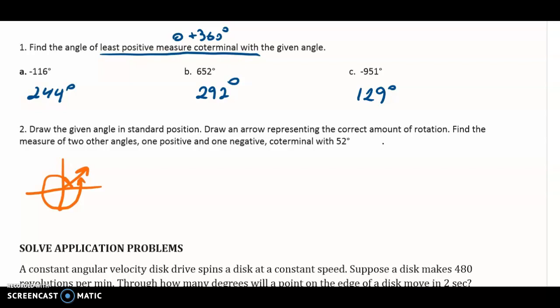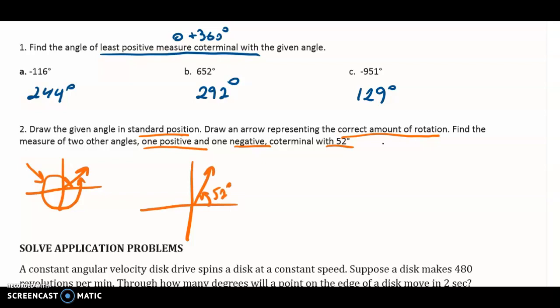Draw the given angle in standard position and find the arrow representing the correct amount of rotation. So this is that rotation that we're showing. Find the measure of 2 other angles, and we want one positive and one negative coterminal with 52 degrees. Okay, so I'm just going to go ahead and start with 52 degrees. So I'm going to say that 52 degrees is here.